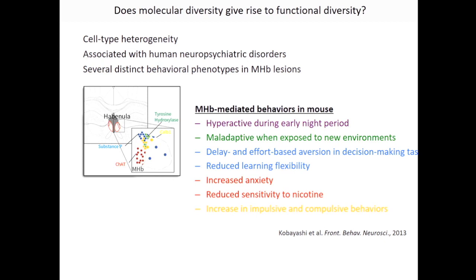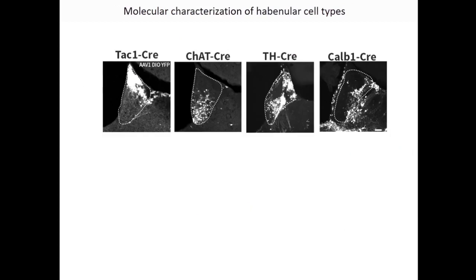So to do that, I'm taking a transgenic approach to look at the activity of different genetically defined cell types during behavior. And these are the 4 cell types I'm going to talk to you about today. Tachykinin-1, which are substance P expressing cells, CHAT, TH, and calbindin-1.